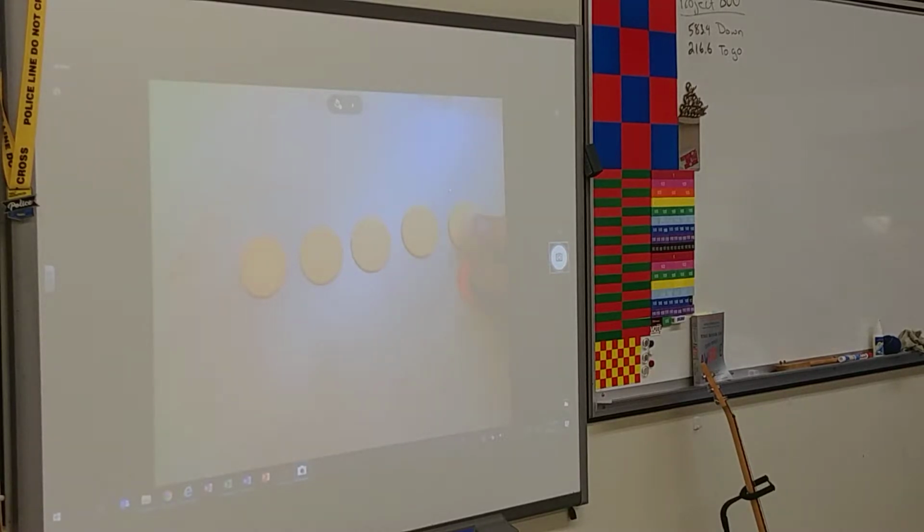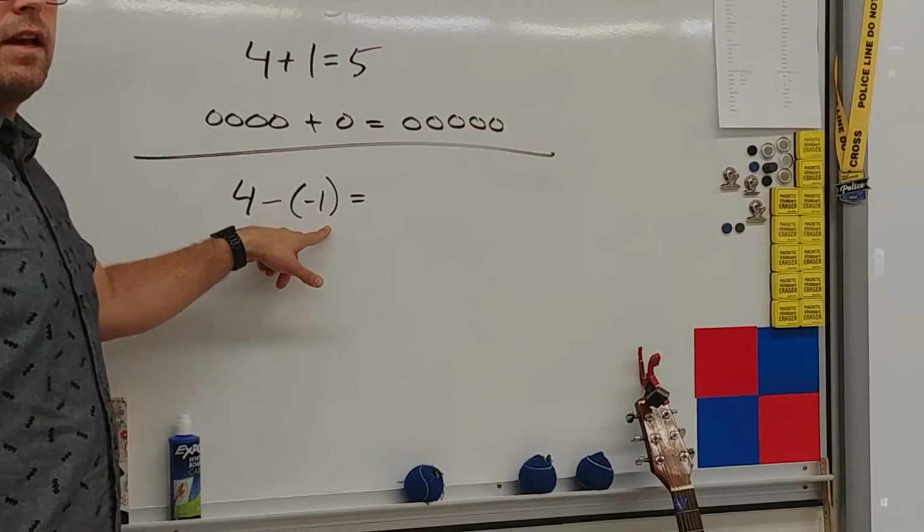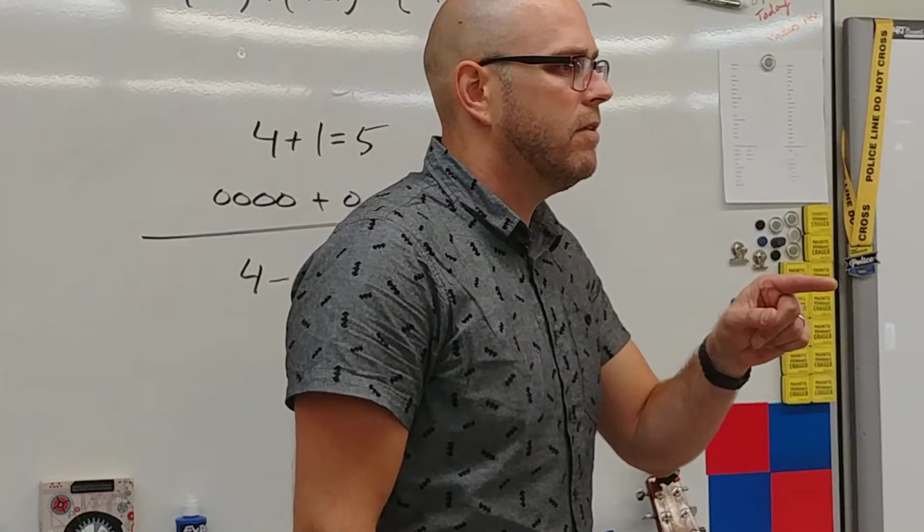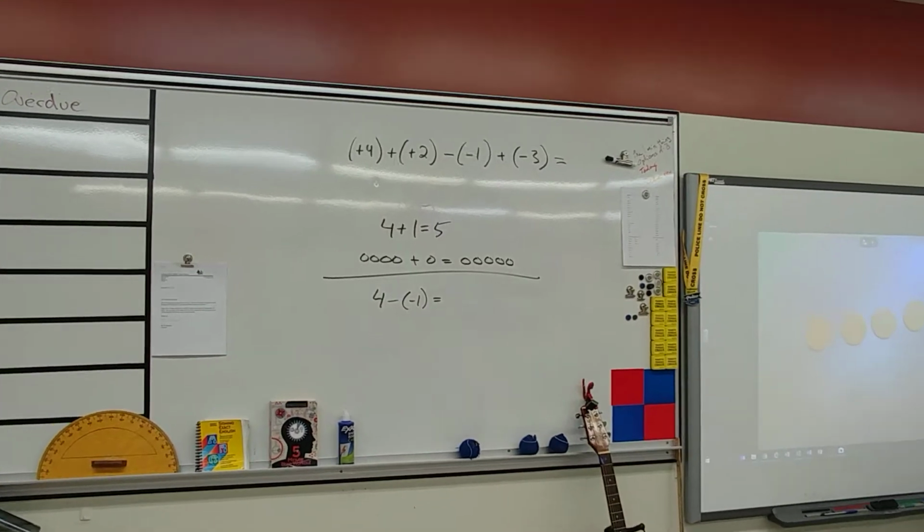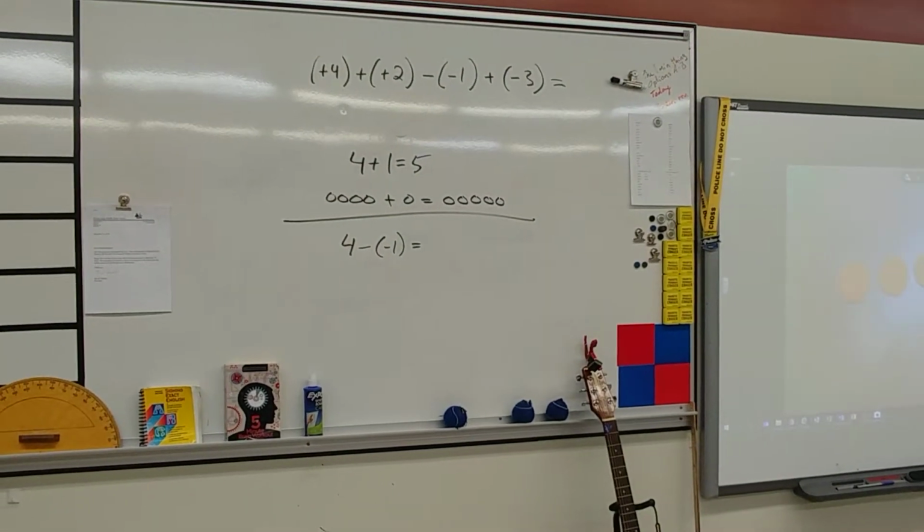Is this also 4? Is that 4? That is 4. Minus negative 1. What is 4 minus negative 1 equal? 5. Got it. 4 minus negative 1. Now this is a little tricky. 4 minus negative 1, but how do you minus a negative number? I'll show you how you minus a negative number.